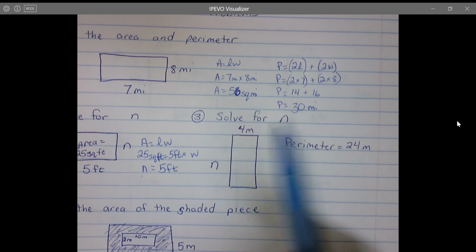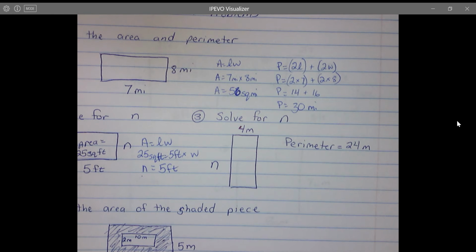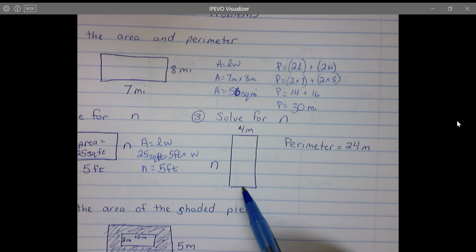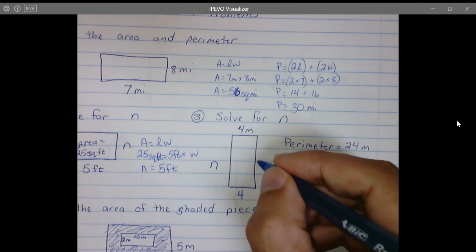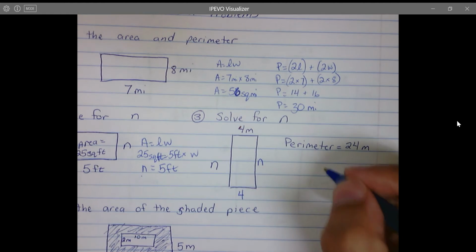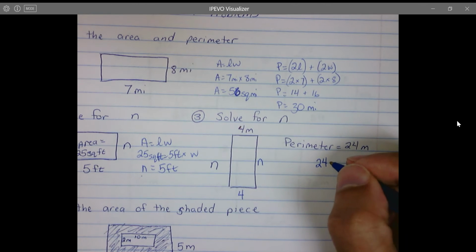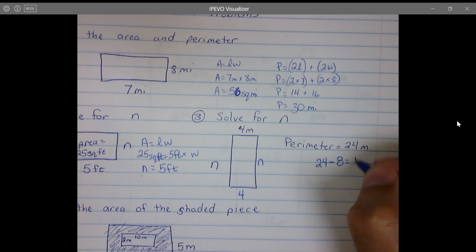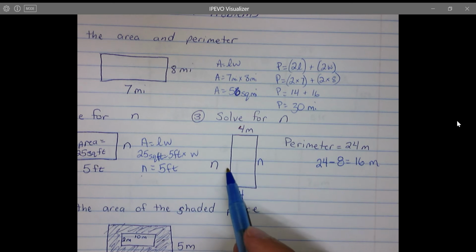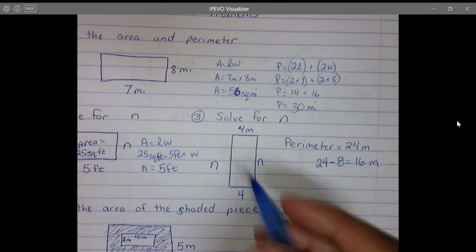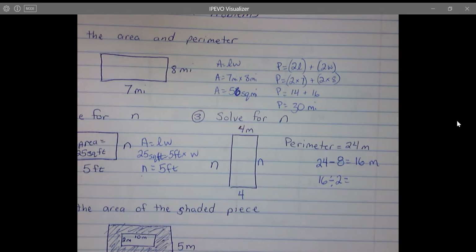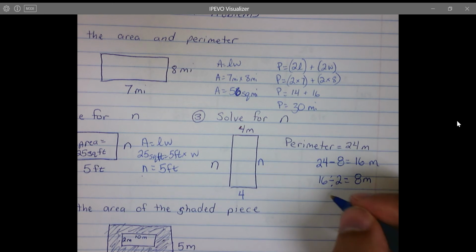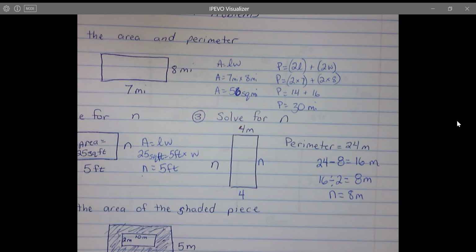And then for perimeter, like I said, this one could be a little more difficult. I know that this is 4 and this is 4. I could solve with the equation and work backwards, but I do think it's a little easier to know, all right, that's 4 there, and that's n. So 4 plus 4 is 8, so the total perimeter is 24, but if I take away what I know, if I subtract 8, I'm left with 16 meters. So this side plus this side is 16, but since there's 2 sides, I need to take that 16 meters and divide that in half, 16 divided by 2, and I would get 8 meters. So n is equal to 8 meters.